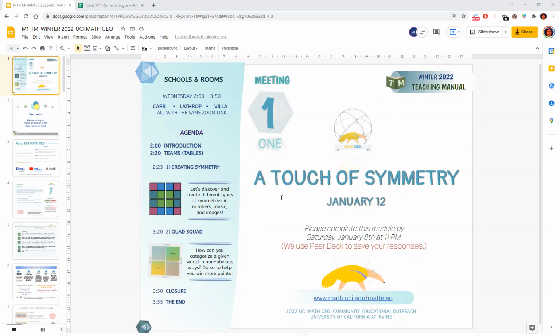Now at 2:20, then fun begins for you. So it's teams and tables. So you'll be assigned to a breakout room, and then you'll be doing the activities. We'll have two big activities that day. The first one is called creating symmetry. And so before you create symmetry, there's also an introduction, and you open up. So you'll read that in the manual. But then the math part is all about symmetry.